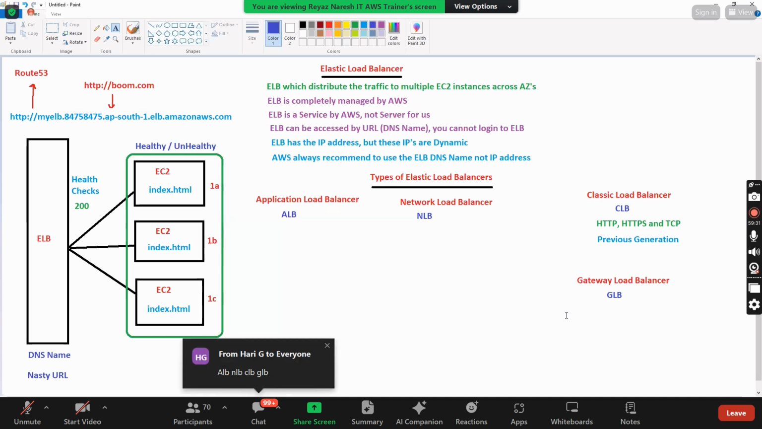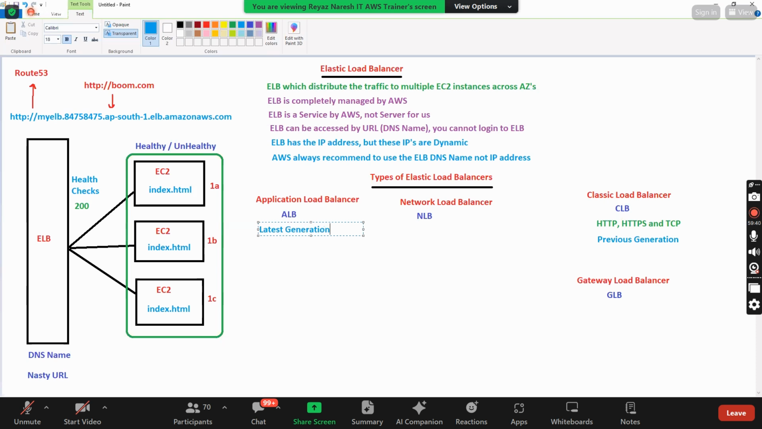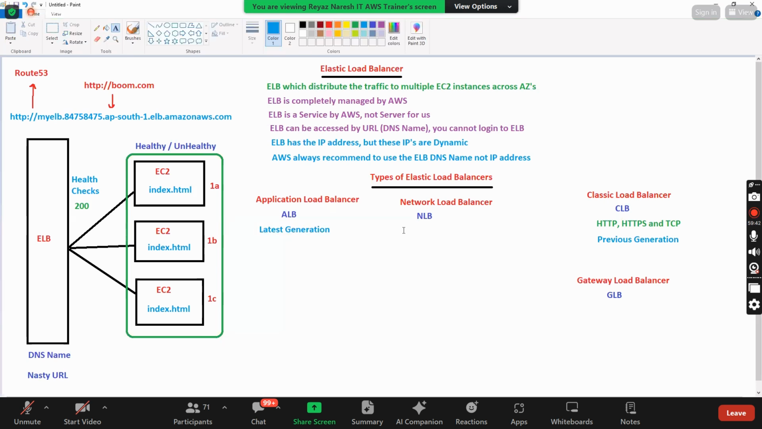So we have the different types of load balancer. Now which one is the latest load balancer? Application load balancer. These are all latest generation. Network load balancer is also latest. Gateway load balancer is also latest generation.